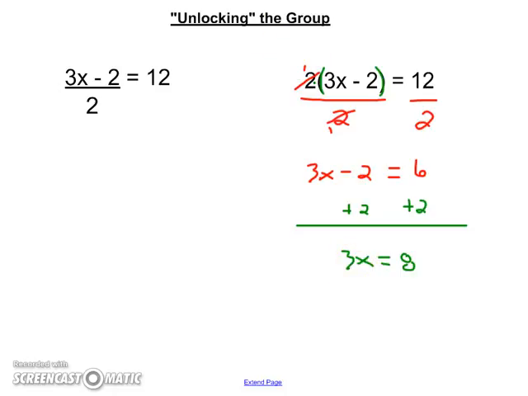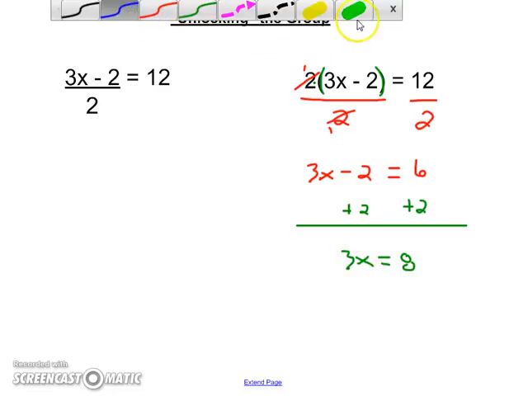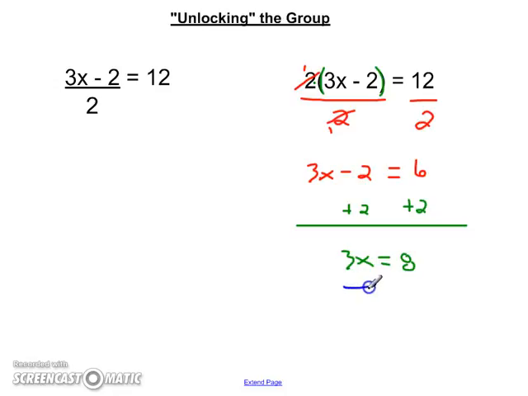Well, how do I undo multiplication? Well, I undo multiplication with division. Divide both sides by 3. 3 divided by 3, well, that's 1x. And 8 divided by 3 is 8/3, which you can express in any number of ways. You could do that as an improper fraction, or it is an improper fraction. You could do it as a mixed number or whatever.